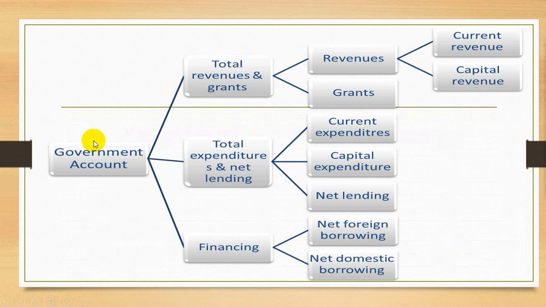We can divide government account to total revenue and grants, and this includes total revenues collected from current revenue or capital revenue, and total grants. The second part is related to expenditure and net lending, and it consists of current expenditure, capital expenditure, and net lending. And finally, the third one, which is how to finance, it's related to net foreign borrowing and net domestic borrowing, as you can finance the deficit or surplus through borrowing domestically or from abroad.